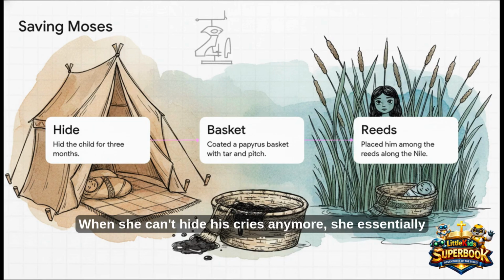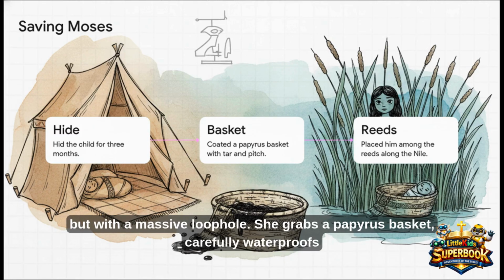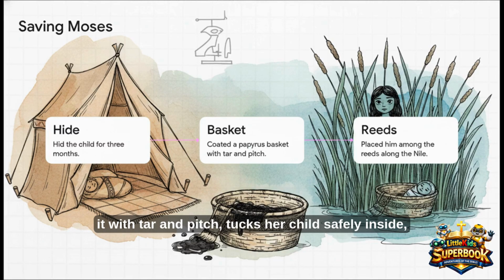When she can't hide his cries anymore, she essentially complies with Pharaoh's order to put the boy in the river, but with a massive loophole. She grabs a papyrus basket, carefully waterproofs it with tar and pitch, tucks her child safely inside, and hides it among the reeds along the Nile's bank. All while the boy's older sister watches from a distance to see what's going to happen.